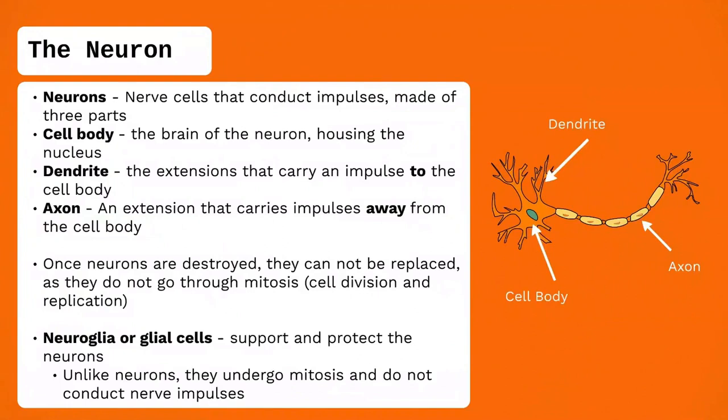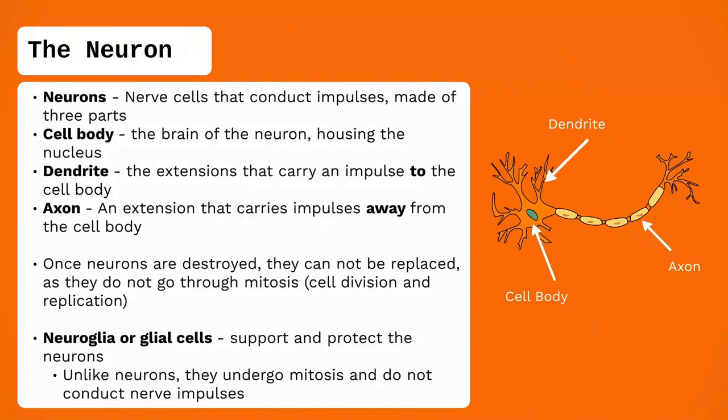Our neurons are nerve cells that conduct impulses, and they're made of three parts. These three parts are the cell body, the dendrite, and the axon. The cell body is the brain of the neuron, housing the nucleus. The dendrites are the extensions that carry an impulse to the cell body. And then the axon is an extension that carries impulses away from the cell body. You can see examples of these all to the right.